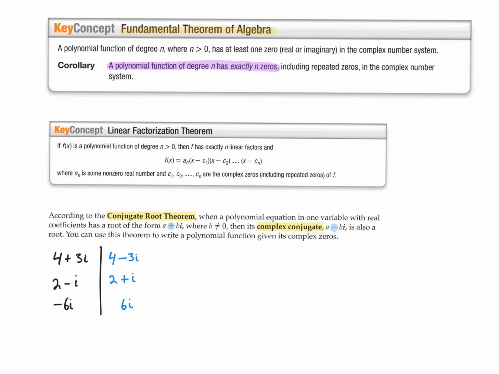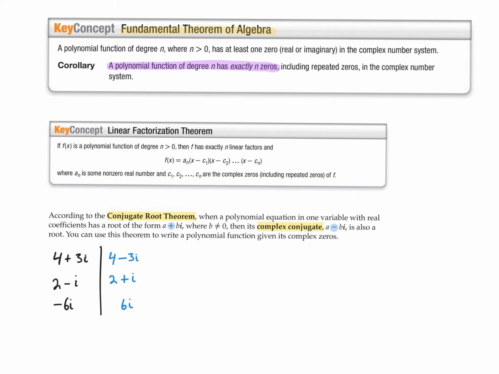But then the corollary is really where it gets amazingly awesome. It says a polynomial function of degree n, meaning if it's a quadratic with degree 2, has exactly n zeros. So if it's a quadratic, if there's degree 2, that means it's going to have 2 zeros. If it's linear, it's going to have 1. If it's a cubic, it's going to have 3. Now that does include repeated zeros and complex numbers. But if that's the case, so if it's a 5th degree, that means I'm going to have 5 zeros. If it's a 4th degree, I'm going to have 4 zeros. So once I find those 4, I don't have to keep looking because I know exactly how many I'm going to have.